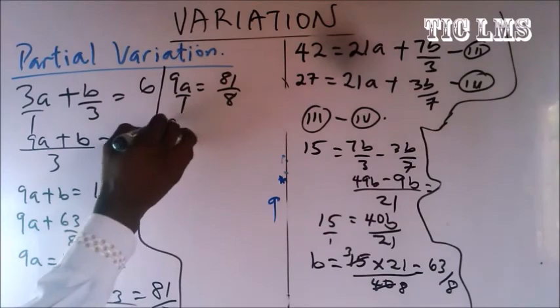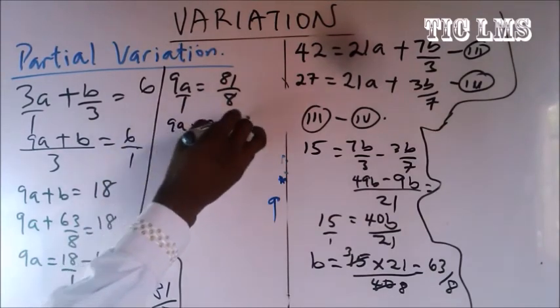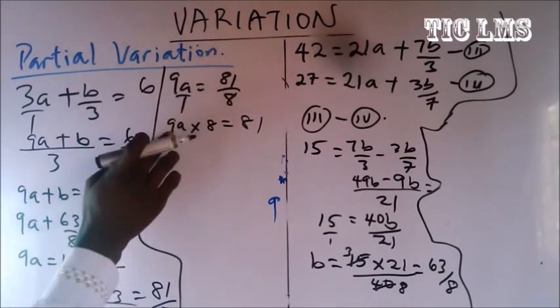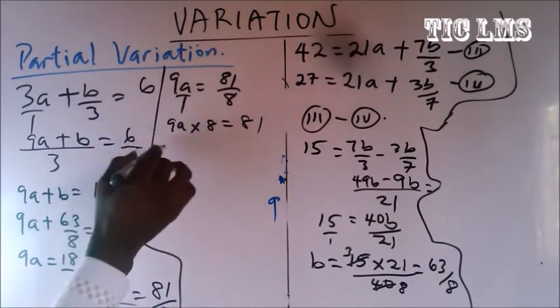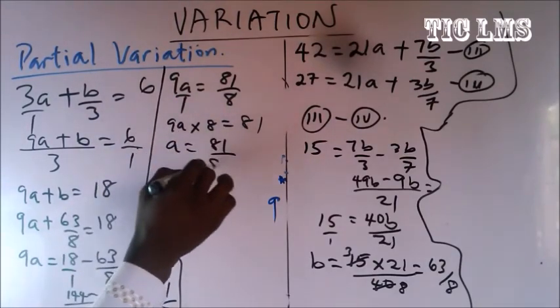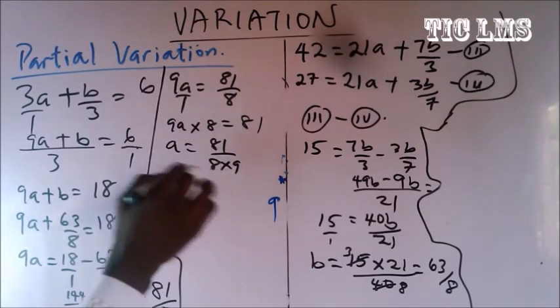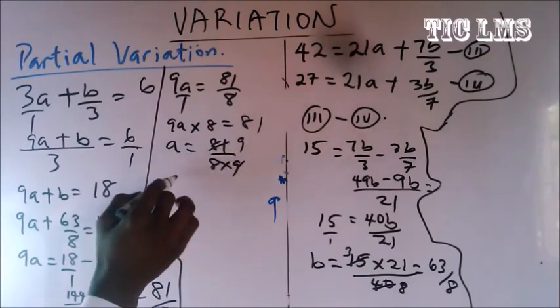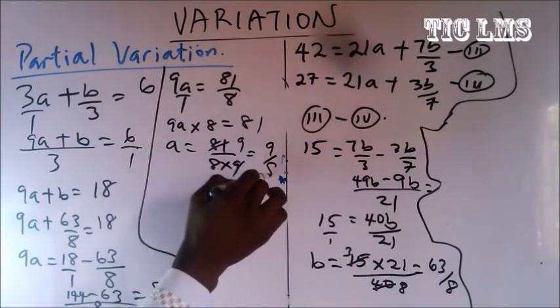So we have 9a times 8 equal to 81 after we cross multiply. So what we could do is to make the 9 and 8 come over here. So a equal to 81 over 8 times 9. Make a the subject. So 9 here over 1, 9 here 9. So we have a equal to 9 over 8.